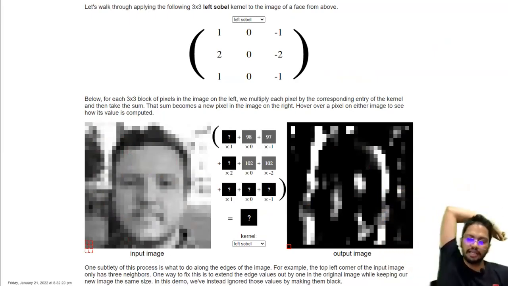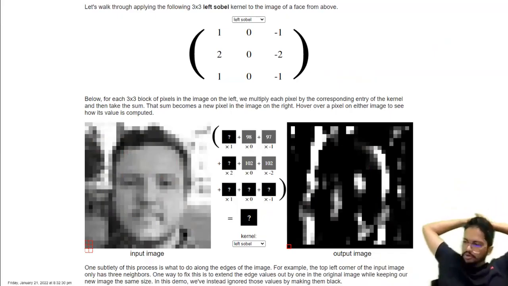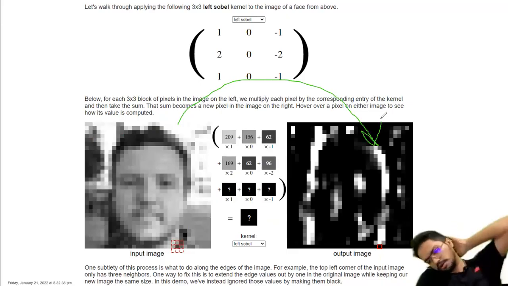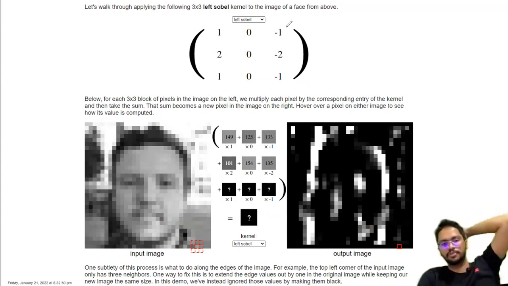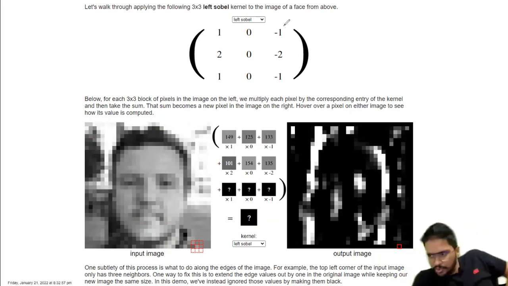That's what is called sliding. We are going to slide this kernel throughout the image, and you are going to get something like this. So this is what we call the neighborhood operation, or the kernel operation, or the convolution operation. There are many names, so you can use any name.